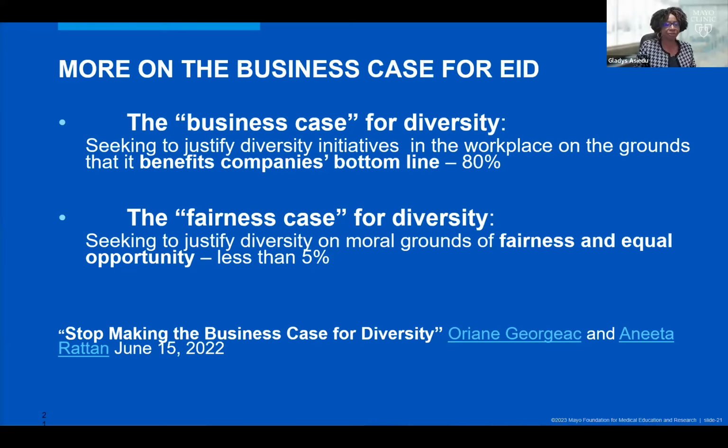But more on the business case. Many organizations explain their interest in diversity by making some form of business case. Many departments require business cases. The bottom line is justifying diversity in the workplace on the grounds that it benefits the company. So in a recent study, two authors, who are organizational behavioral scientists, found that approximately 80% of organizations use the business case to justify the importance of diversity, compared to the case for fairness, which is used by less than 5%.